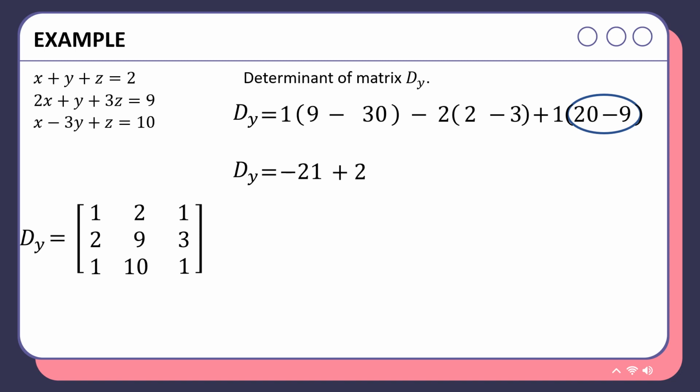20 minus 9 is equal to positive 11. Positive 11 times positive 1 is equal to positive 11. Negative 21 plus 2 is equal to negative 19. Negative 19 plus 11 is equal to negative 8. So the determinant of matrix D sub y is equal to negative 8.